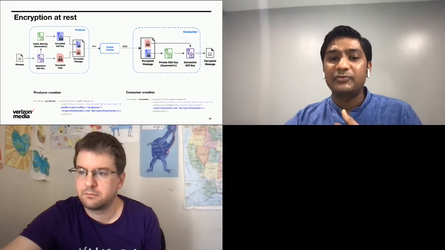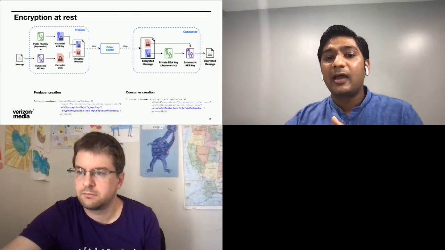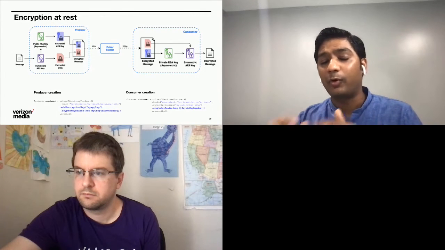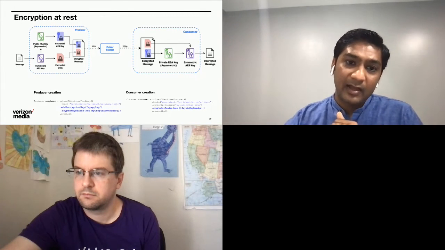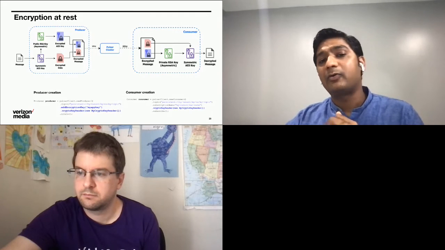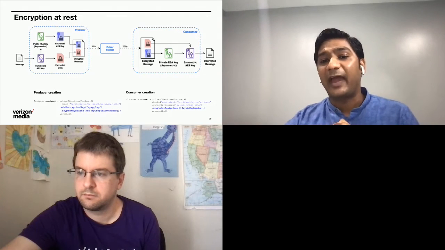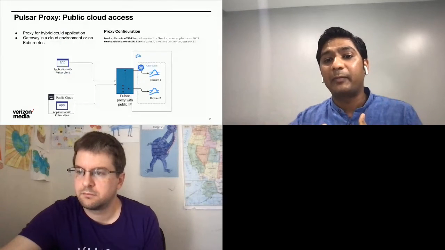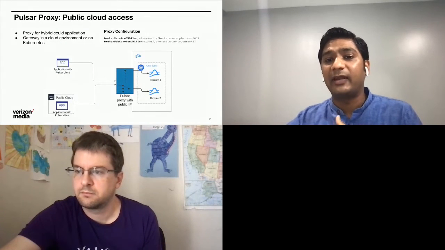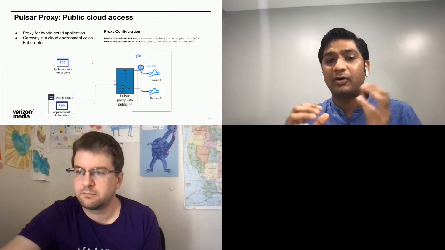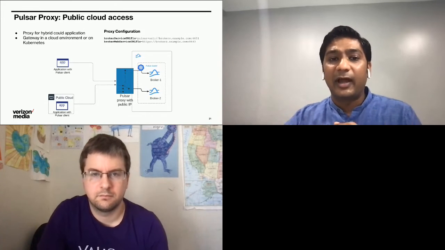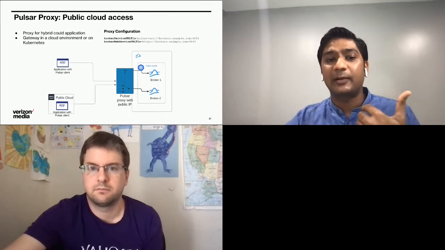So envelope encryption and data encryption enable our users at Yahoo to publish and persist data securely, both on-prem and from the public cloud. However, when we talk about the public cloud, one of the challenges we had was accessing the on-prem Pulsar cluster from the public cloud, because our on-prem cluster does not have any public IP address. So we need a gateway with a public IP address which connects the application deployed in the public cloud to the on-prem brokers. To deal with this security issue, we use Pulsar Proxy.